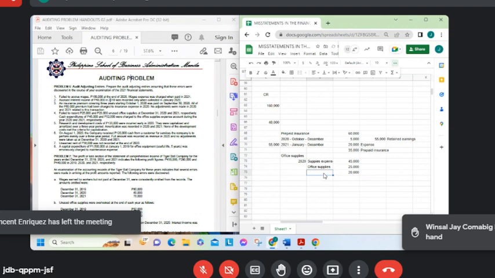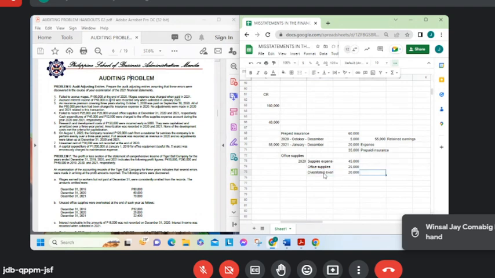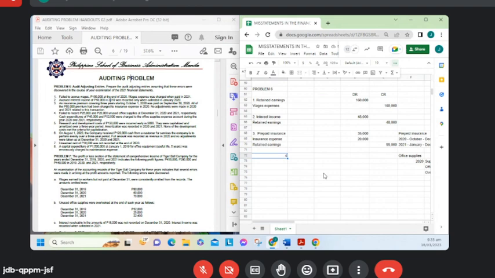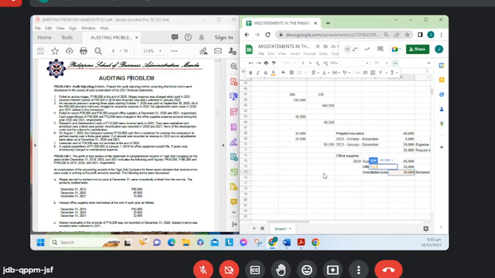So overstated expense by 20,000. So it means retained earnings is understated by 20,000. So if retained earnings is understated in 2020, so meron tayong expected dito na retained earnings credit amount of 20,000. Okay?